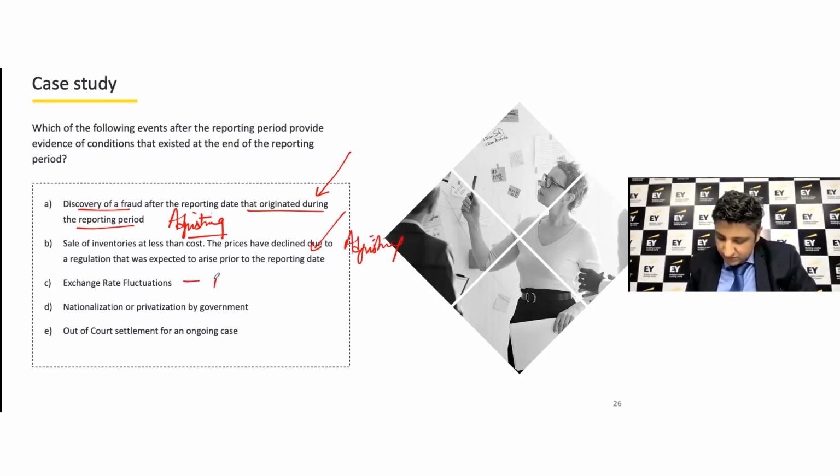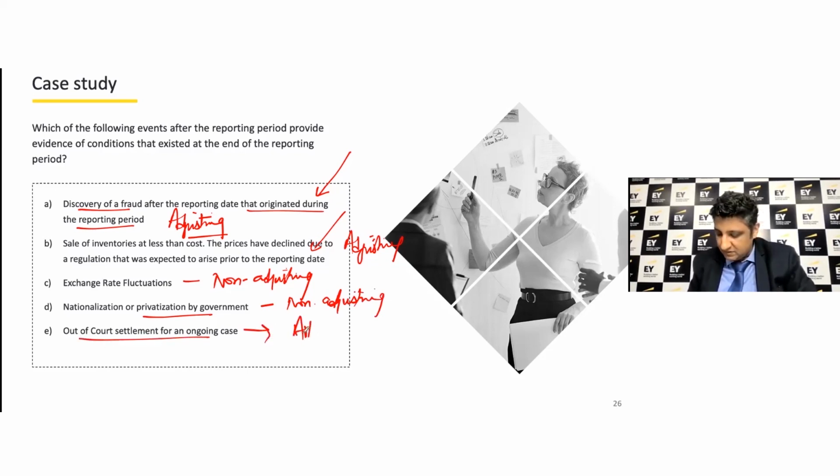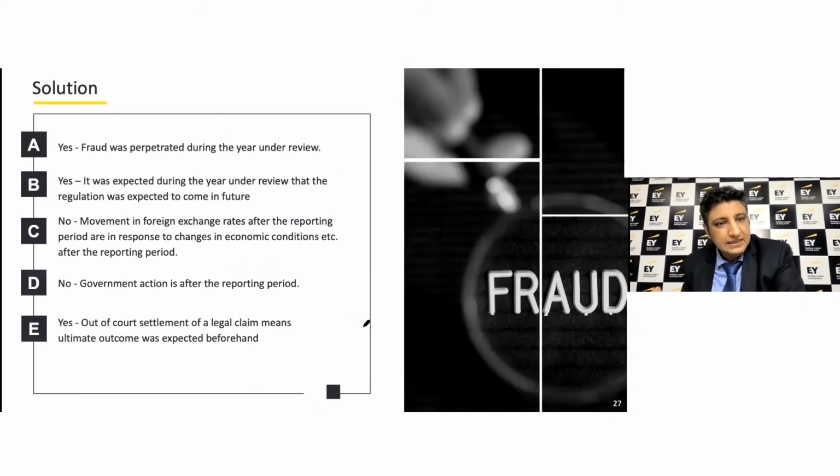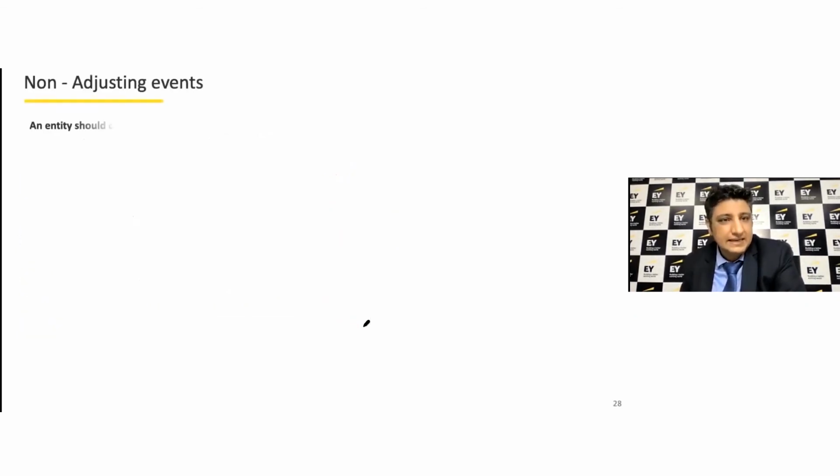Exchange rate fluctuations are very specifically non-adjusting. Nationalization or privatization by the government is also non-adjusting. Out of court settlement, we have done it several times. Very likely it falls in the category of adjusting only. This is the formal solution: it is yes, yes, no, no, yes. That's what you always want to take into consideration.